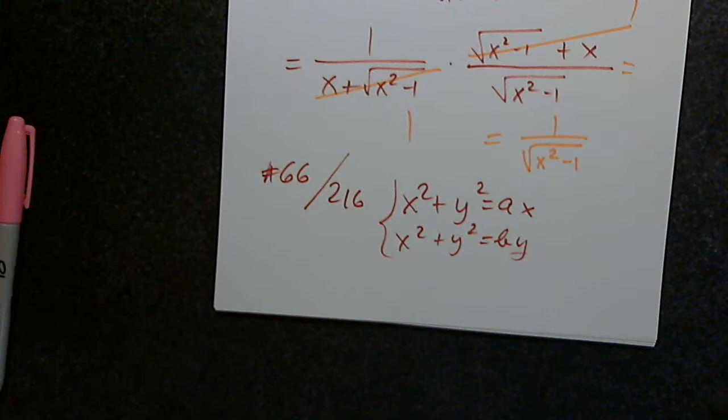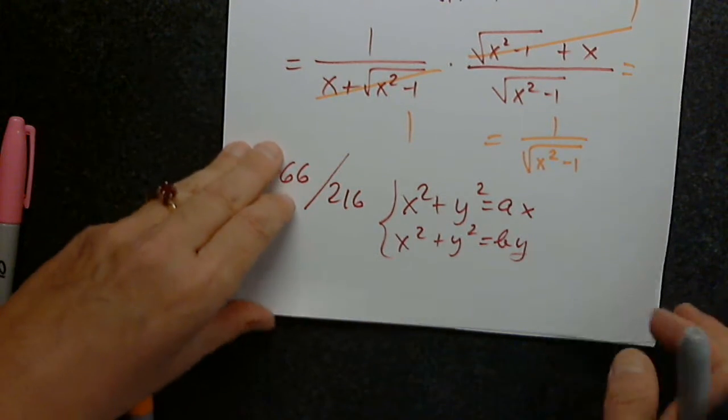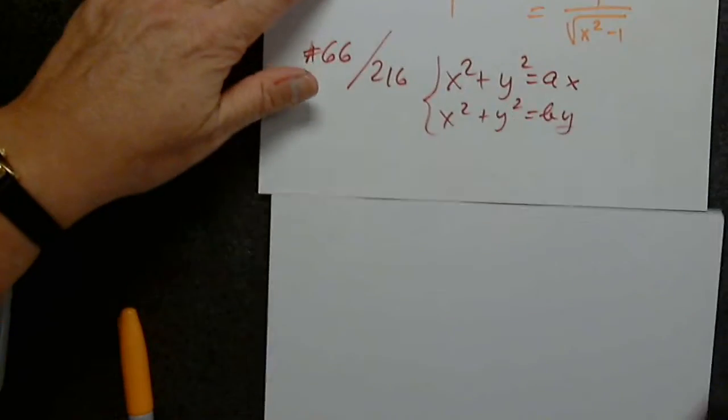Where is my starting point? What do I have to do first? Yes, find whether they intersect. Because if they don't intersect, how can they be orthogonal trajectories? If they have no points of intersection. So let's find the points of intersection.